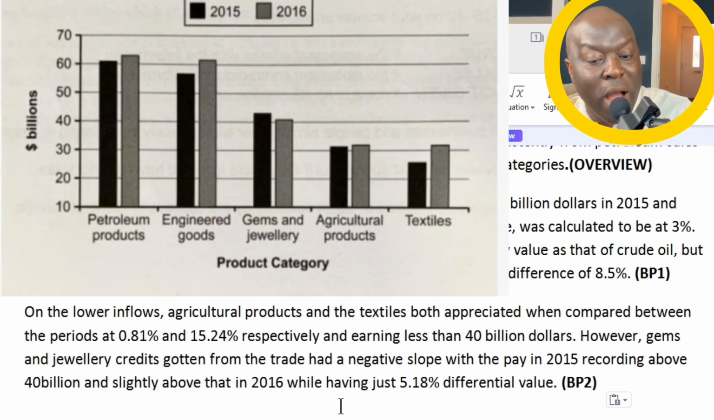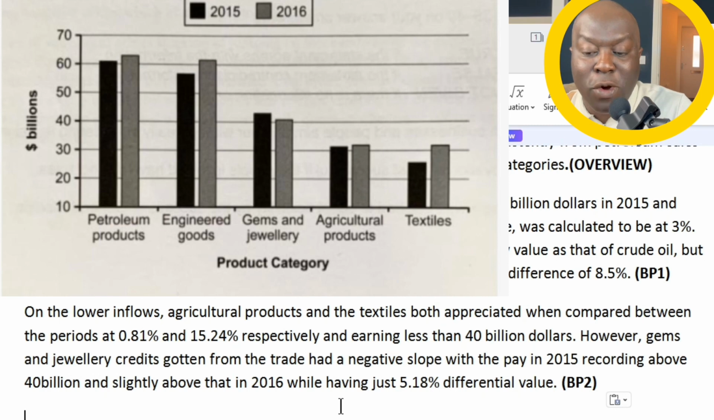I said on the lower inflows, the gems and jewelry, these guys are on the lower part. Agricultural products, lower part. Textiles on the lower part. So I said on the lower inflows. Inflows is just the money coming in. Agricultural products and the textiles. And I'm discussing agricultural products and the textiles.